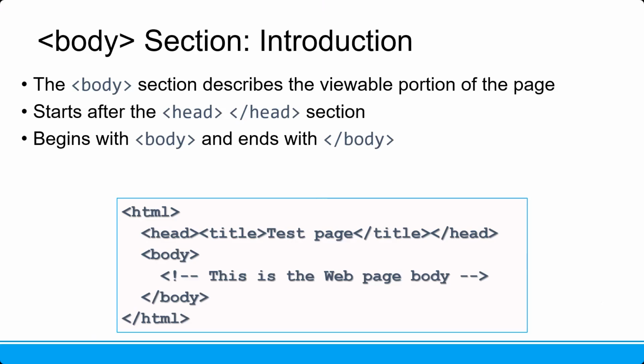So in the body section, last week we learned about the header section, and the idea is still similar with head. However, there are some different ways to deal with the body. If you can see here, the body section describes the viewable portion. So it means we want to show something to the users.